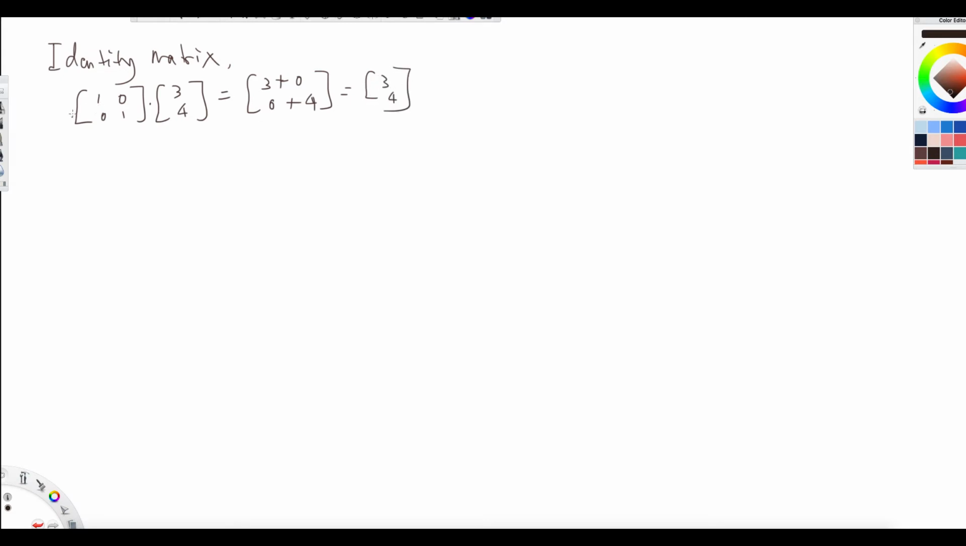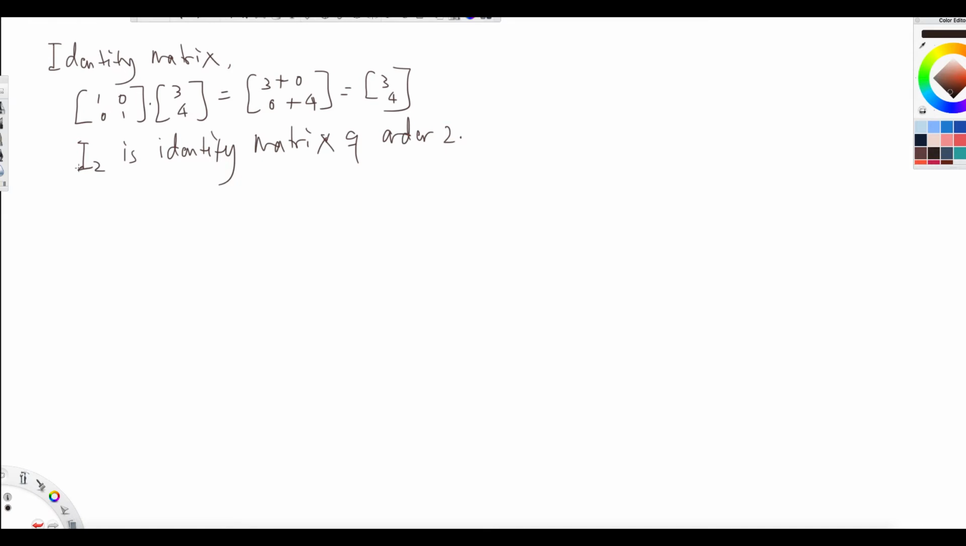See, this matrix maps this vector to itself. This is called the identity matrix. We denote it by I. How many rows are here? 2. How many columns? 2. We write just 2. I2 is the identity matrix of order 2.